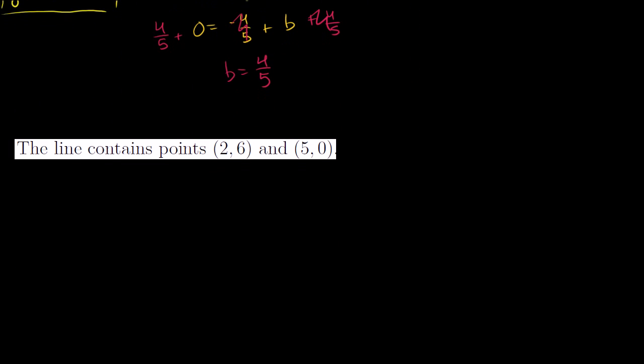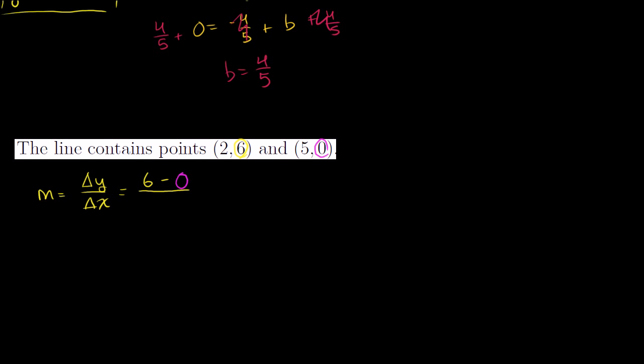Now we have this one. The line contains the points 2, 6, and 5, 0. So they haven't given us the slope or the y-intercept explicitly, but we could figure out both of them from these coordinates. The first thing we can do is figure out the slope. So we know that the slope m is equal to change in y over change in x, which is equal to, what is the change in y? Let's start with this one right here. So we do 6 minus 0. That's our change in y.